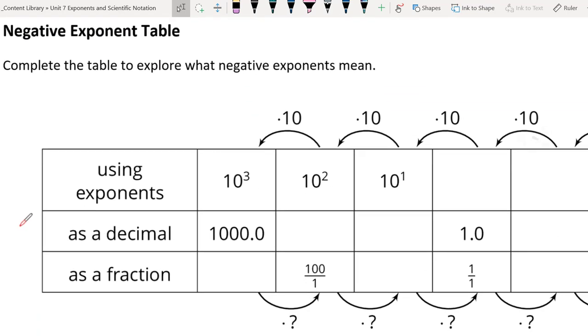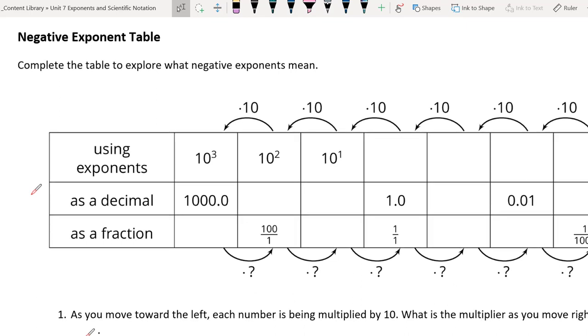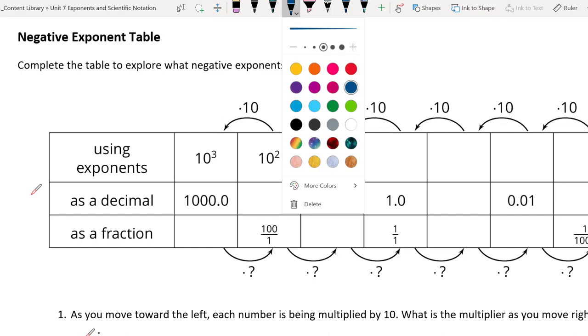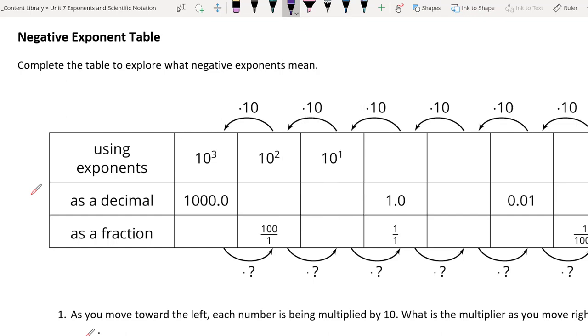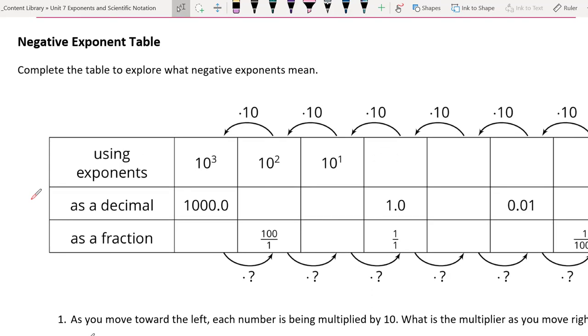Okay, so here we've got a negative exponent table. And we've got exponents, and we've got decimals, and we've got fractions. So using the exponents, we've got a very similar table to what we've been using. 10 to the third, 10 to the second, 10 to the first. So what goes here? 10 to the 0, and see, it says that's 1, and it says that's 1. So 10 to the 0, we've established as 1. If we continue this pattern, 10 to the negative 1, 10 to the negative 2, 10 to the negative 3.